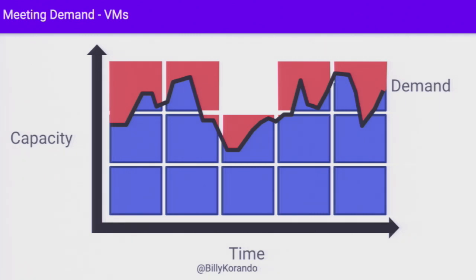So maybe this demand curve isn't a real-time demand curve, minute by minute, but maybe over the summer you're not getting as much demand, so you spin down some VMs during that time to be used for testing purposes or some other purpose. So virtual machines allowed us to be a little bit more flexible, but not quite all the way there yet.